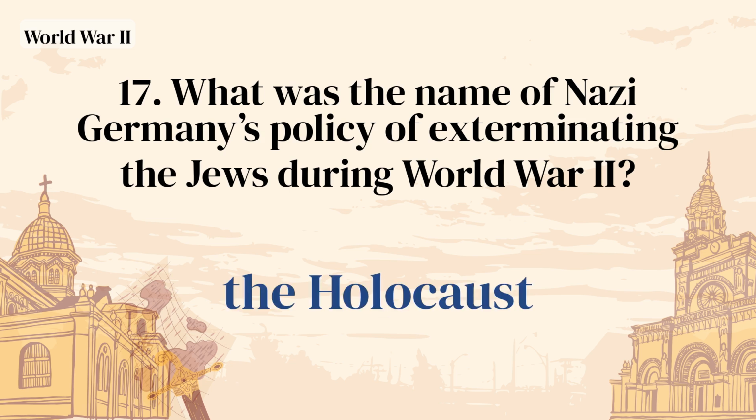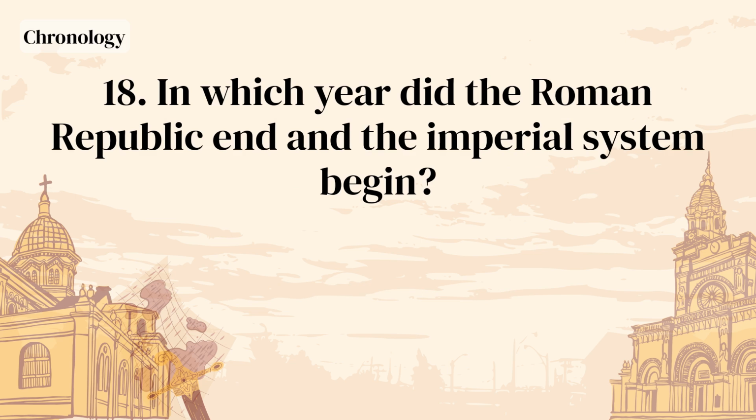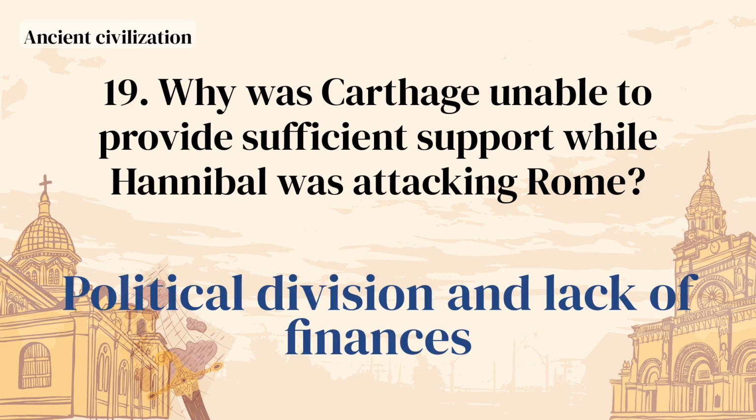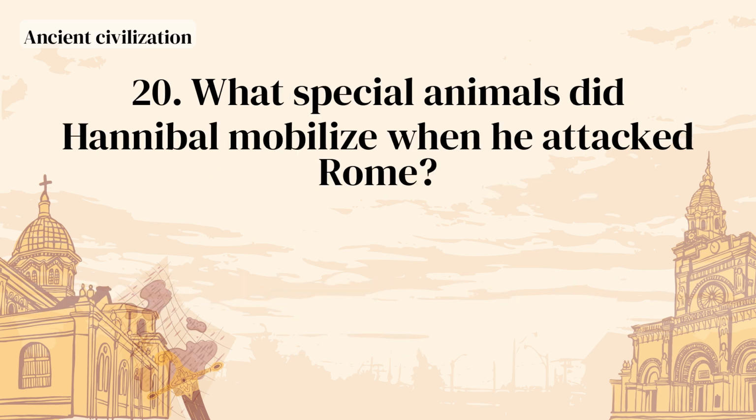The Holocaust. In which year did the Roman Republic end and the imperial system begin? 27 BC. Why was Carthage unable to provide sufficient support while Hannibal was attacking Rome? Political division and lack of finances. What special animals did Hannibal mobilize when he attacked Rome?